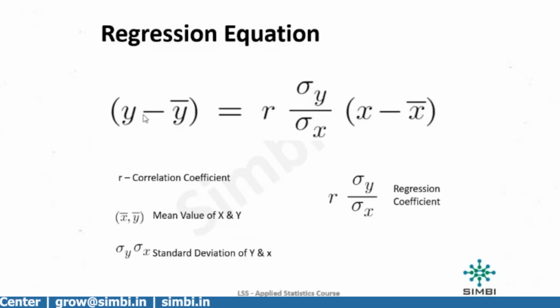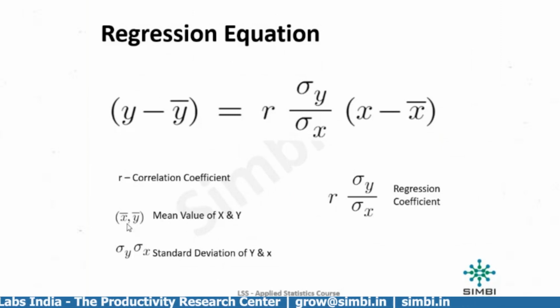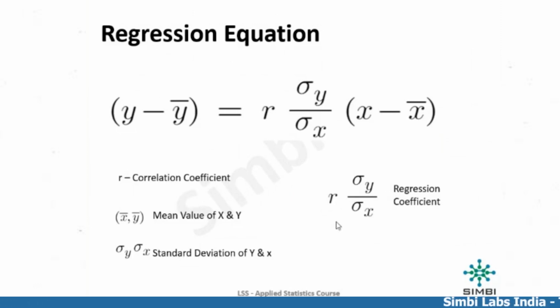So the regression equation is y minus y bar equal to the correlation coefficient times the standard deviation of y by the standard deviation of x, within the brackets x minus x bar. So r is the correlation coefficient value, x bar and y bar are the mean values of x and y, and these are the standard deviation values of y and x. So the regression coefficient is r times the standard deviation of y by the standard deviation of x. So this is the regression equation we can follow.